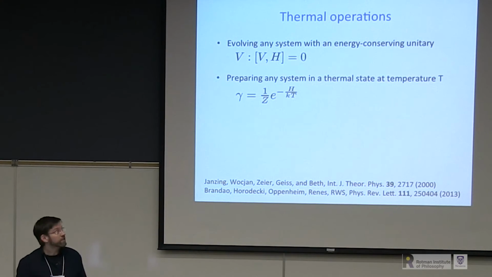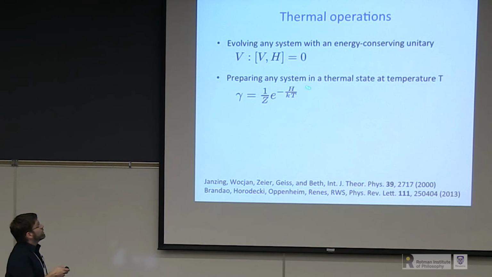The second constraint is that I can only prepare systems in a thermal state at some fixed temperature. So gamma will be my notation for the thermal state of a system with Hamiltonian H at temperature T. Z is the partition function here. The idea is that this is very much like having a bath at some temperature T.